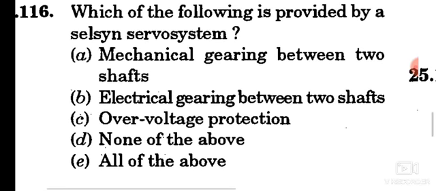Next question. Question number 116. Which of the following is provided by synchros in a servo system? Option B, electrical gearing between two shafts.